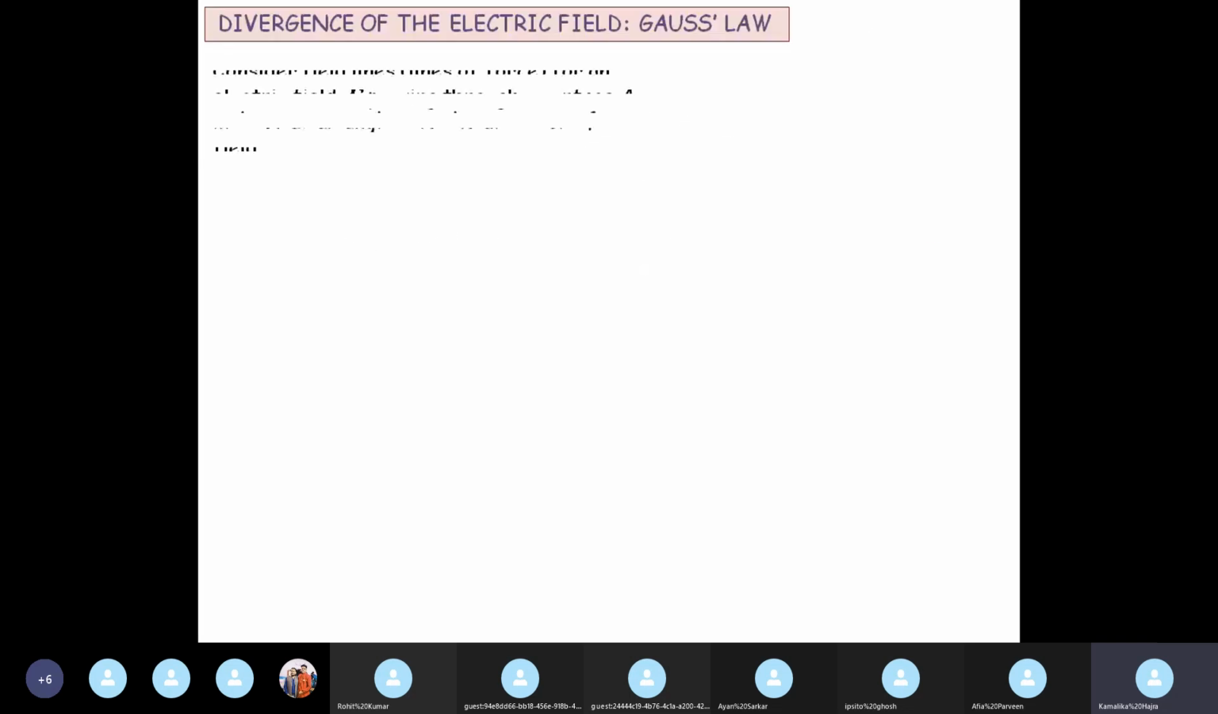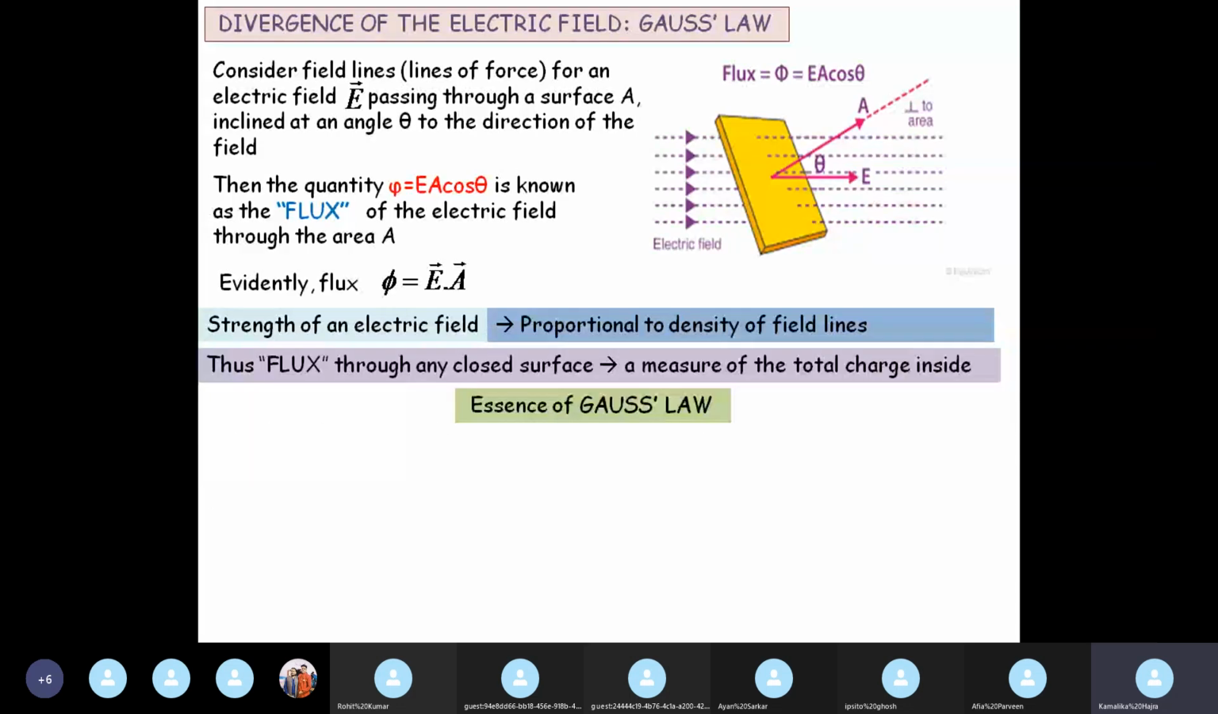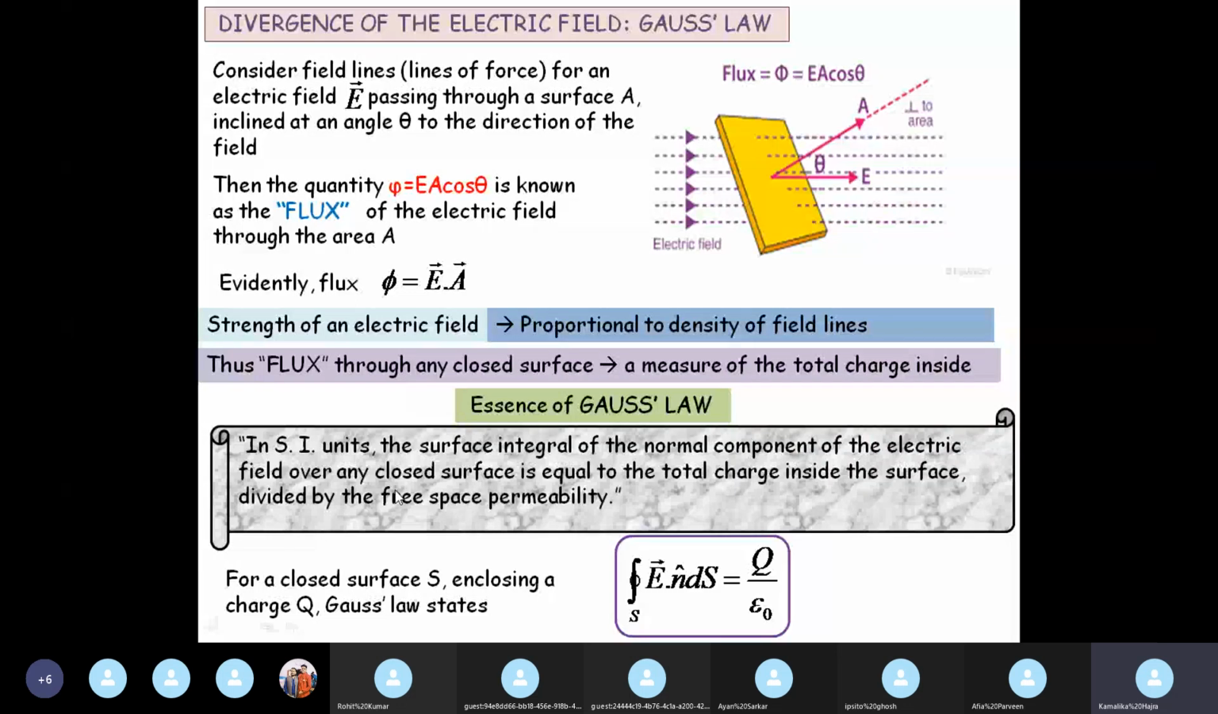Okay, so basically this is the statement of Gauss's law. So if you are asked in the exam to write down Gauss's law, this is what you have to write. And this is the mathematical expression.